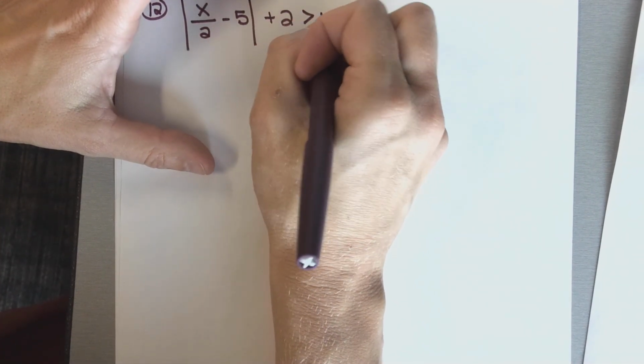X over 2 minus 5 plus 2 is greater than 10.